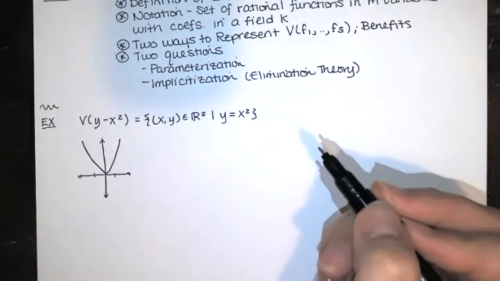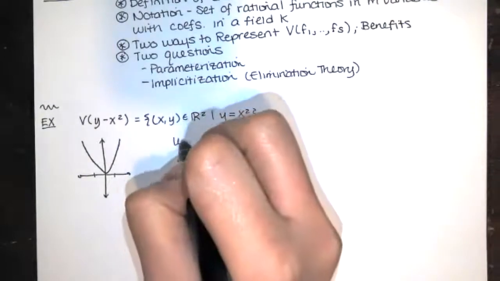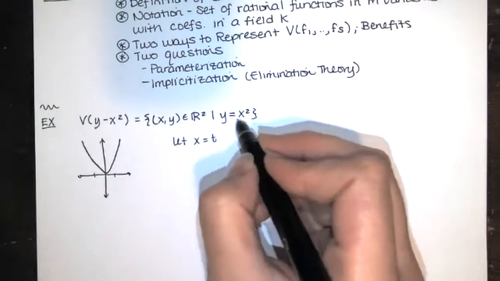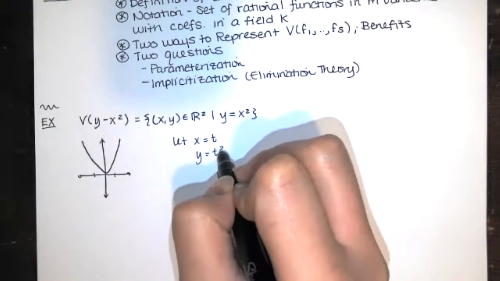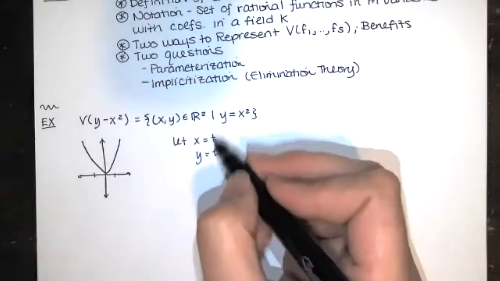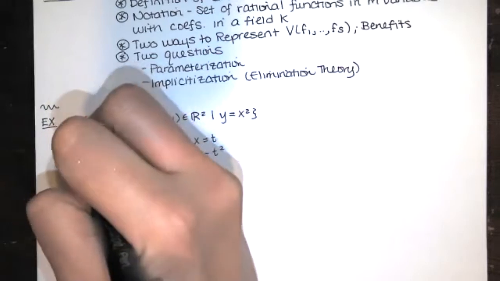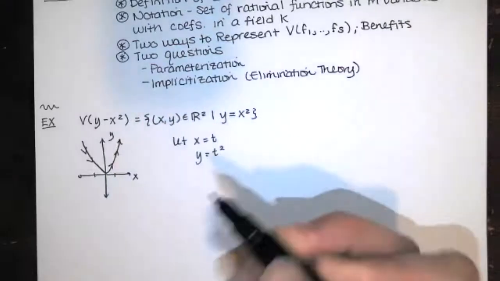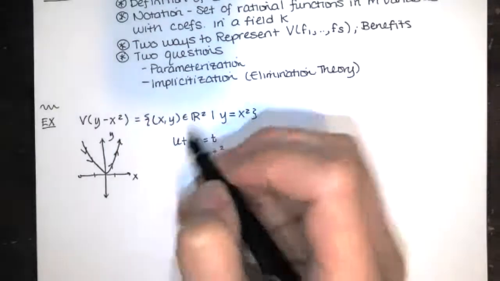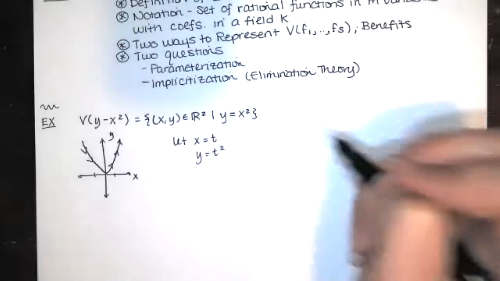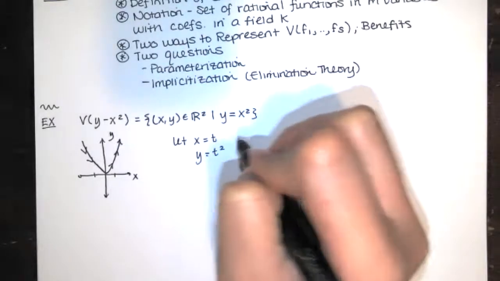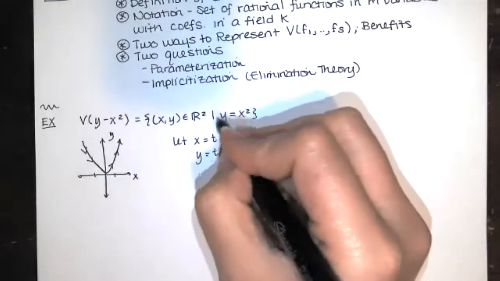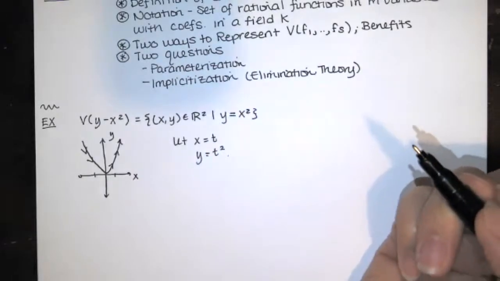Now we can come up with a parameterization of this pretty easily. If we just let x equal t, well then y would equal t squared, because y is whatever x is squared. So that's a parameterization of this curve. As t increases, x increases. So we might add some arrows for orientation. So we could represent this curve in one of two ways. We can represent it this way, by the set of parametric equations, or we can represent it by this rectangular equation, y equals x squared.